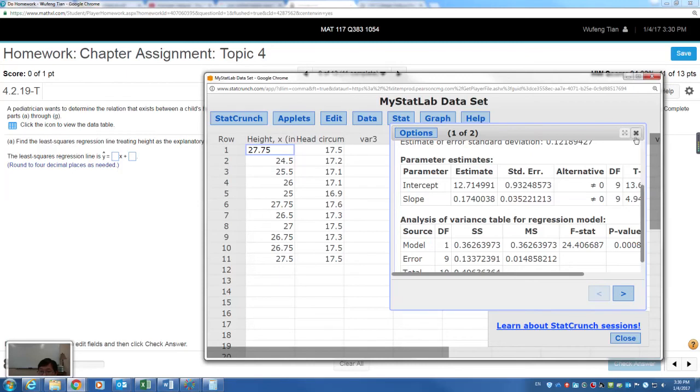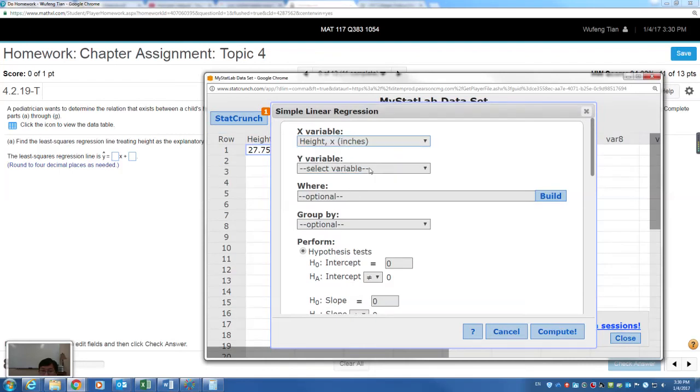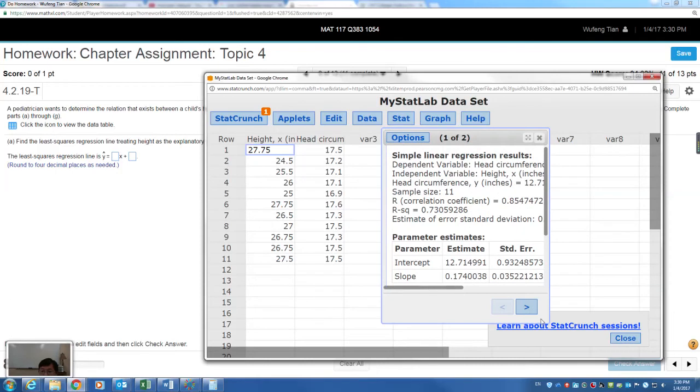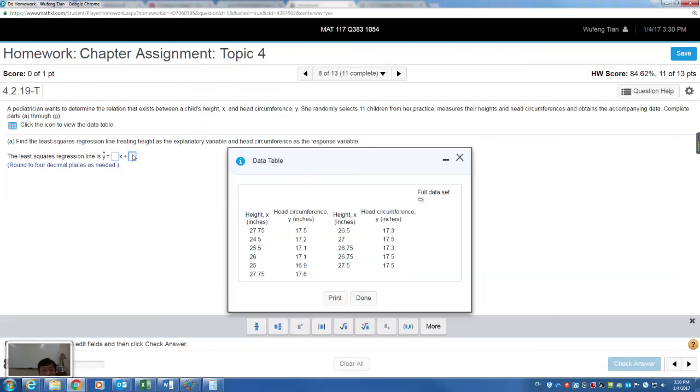Okay, I'm going to do it one more time so you can see it again. Regression, simple linear. X choose x, y choose y, and compute. And have the data here. So how do you interpret the data? Intercept is mx plus b. Intercept is b. So 4 decimals is here. Put it here. It's 50.